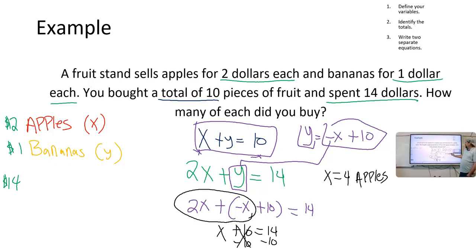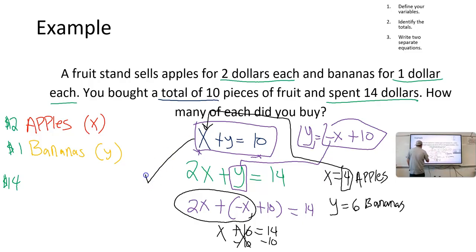Okay, and if I plug this back into this equation right here, if I bought 4 apples and 10 total, that means I bought 6 bananas. Because if I plugged it in, let's come down here, I would have 4 plus y equals 10. Minus 4 on both sides, and y equals my 6 bananas. Okay? So there's an example of how you can apply a system of equations to a situation like this. All right, we have a couple more we're going to go over.